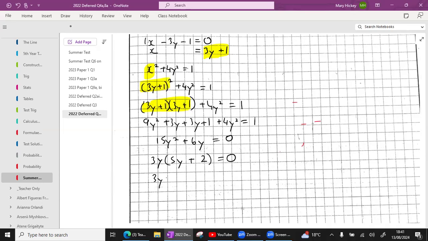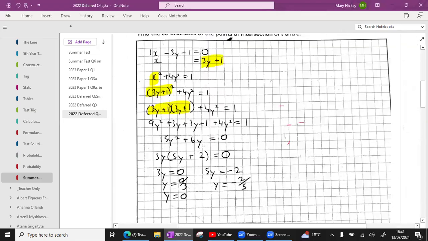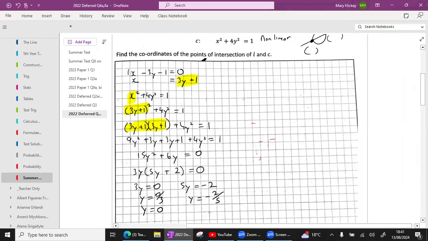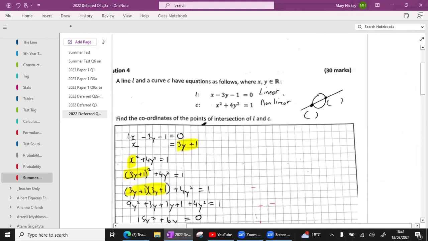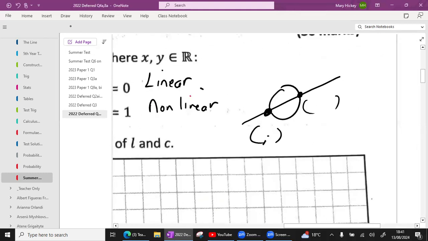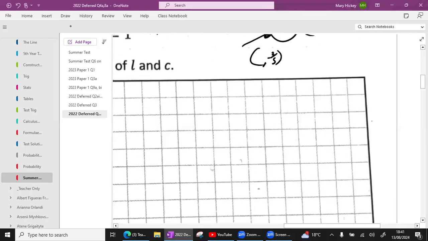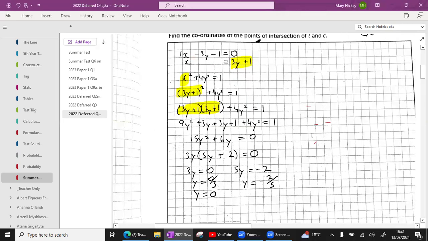So 3y is equal to 0. So y is 0 over 3, which is 0. 5y is equal to minus 2. y is equal to minus 2 over 5. Now, what I've discovered is that one point of intersection is 0 and the other is minus 2 over 5. So basically, we figured out the y part of each intersection, but we haven't found the x part.